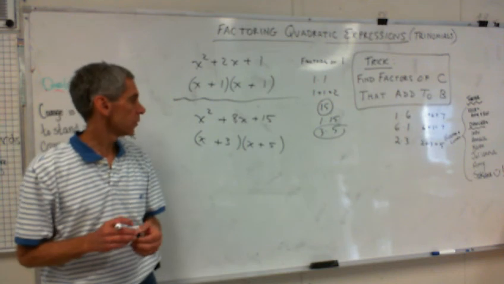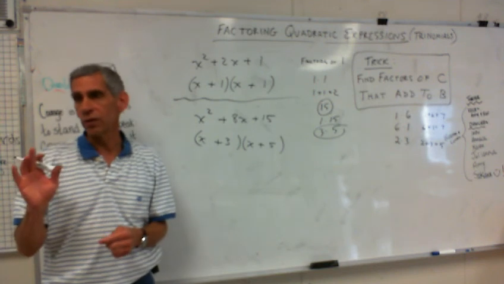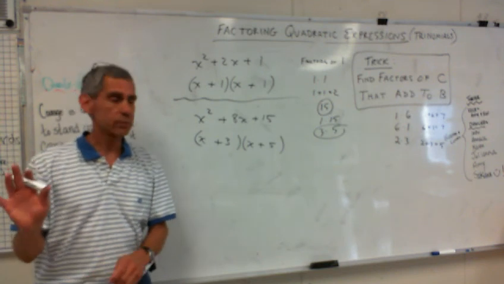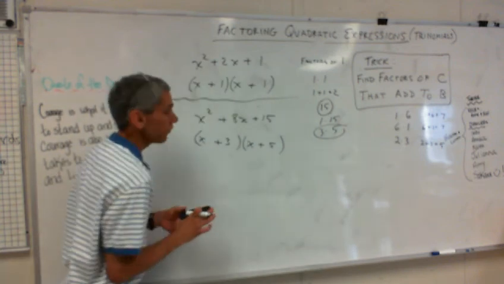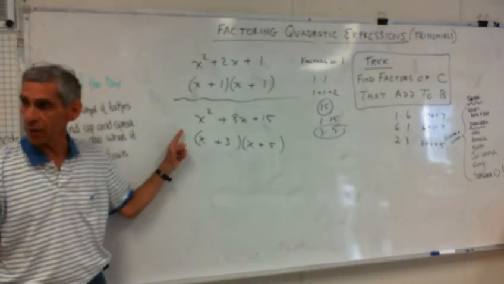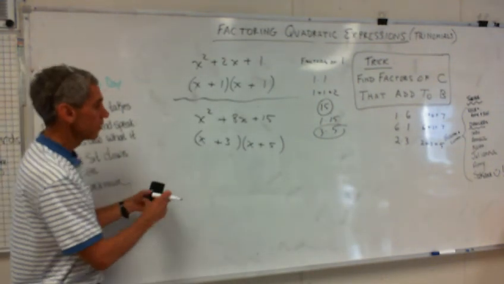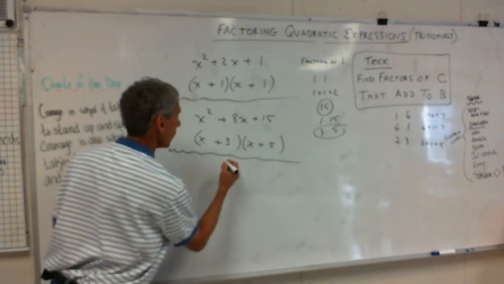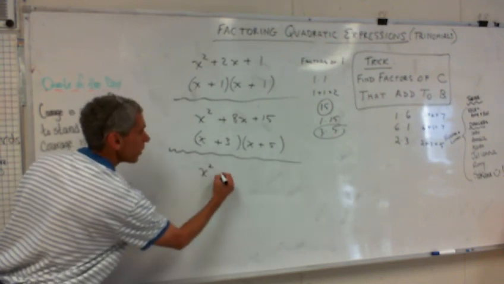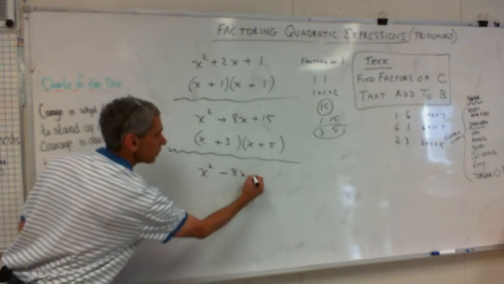What about subtraction? What if it's a negative? So I have to show you one more thing. Just let me show you one more thing. What if I did one thing different? I'm going to use the same problem that we just did, only I'm going to rewrite it. What if I did this? x squared minus 8x plus 15.